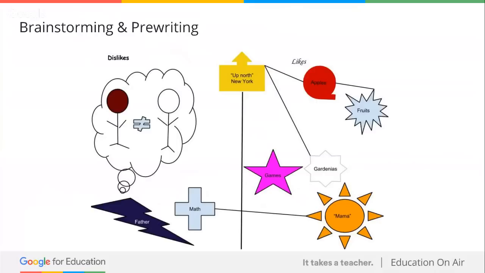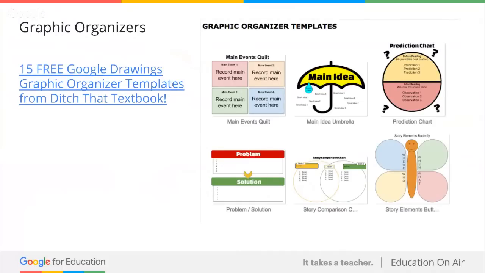So think about the brainstorming process, the pre-writing process, and how you might be able to use tools like Google Drawings to improve that. I also have a plug here for my moderator. Matt has some great graphic organizers that he has created templates for in Google Drawings. There are 15 free graphic organizer templates that you can get from Ditch That Textbook. I've linked there, but think about any type of graphic organizer that you use in your writing process, whether that's pre-writing or feedback or anything that you're working on. You can create those inside Google Drawings if there's not already a fabulous template out there like Matt has for you. So take a look at some of those.